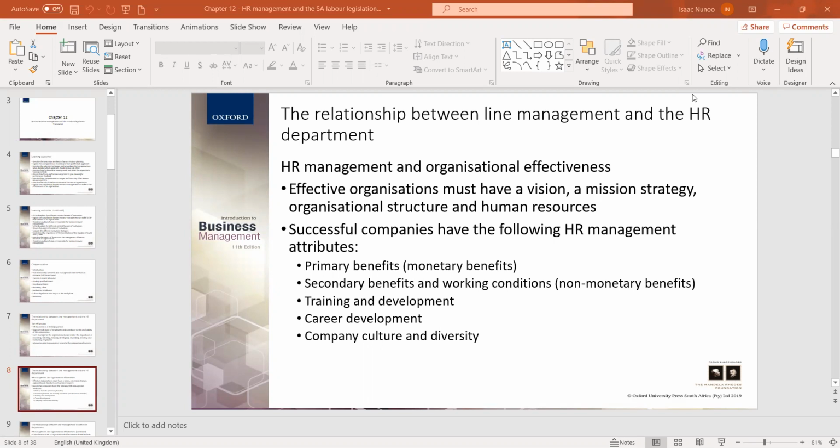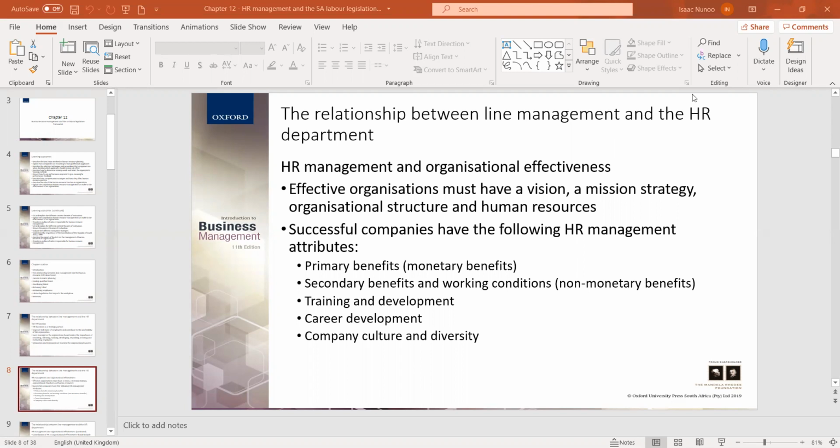So every organization, or what we term as human resource management in a company, has certain attributes. What are these attributes? We can talk about the primary attributes, or primary benefits, and basically we're concerned with issues of monetary benefits like pay, pension, and share options. We can also talk about the secondary benefits and working conditions. Here, these are the non-monetary benefits like leave allowance, flexible working conditions, inputs, innovations, and recognitions.